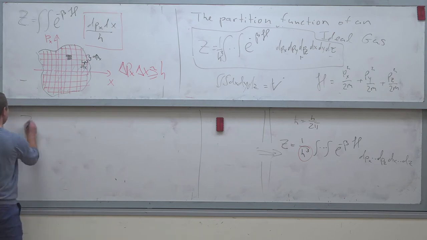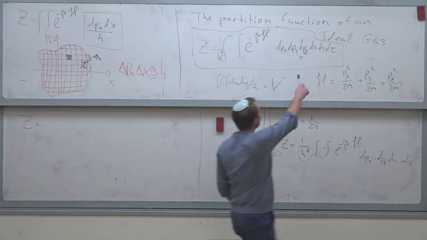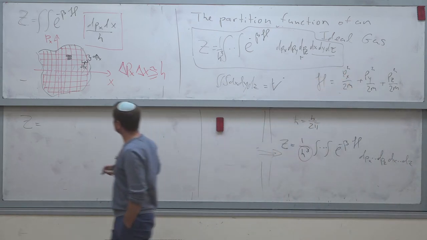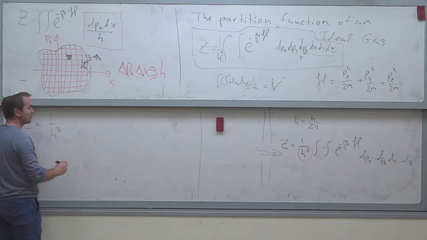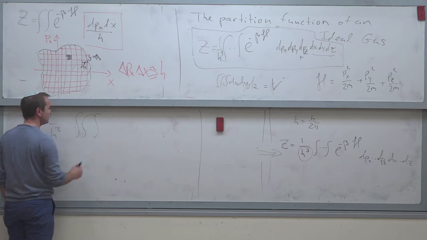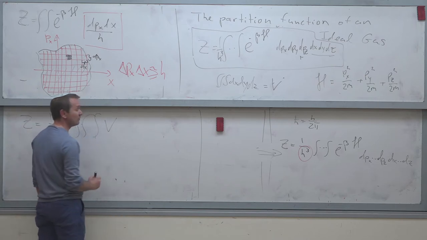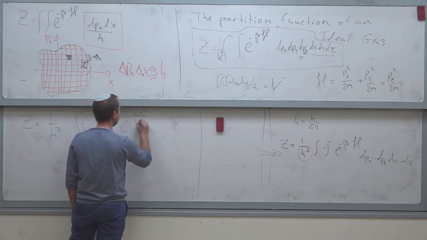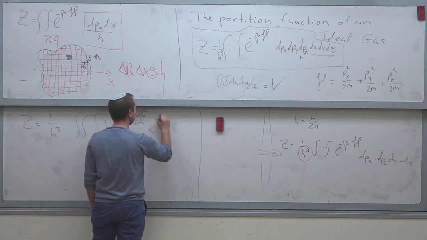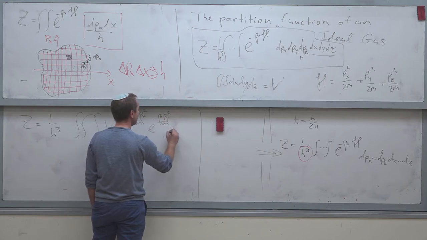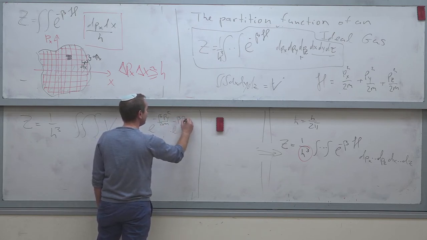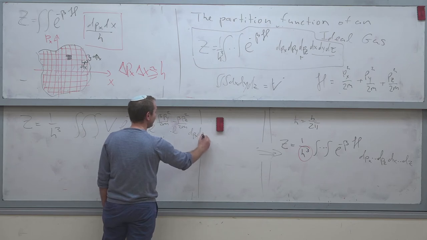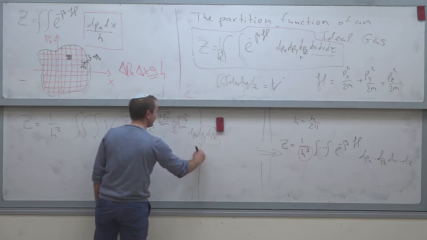So what do we know? We can perform right away the integration with respect to dx, dy, and dz, and obtain this volume over here, right? So we have 1 over h to the third power. We have here three integrals. We have here the volume, e to the power minus beta px squared divided by 2m, e to the power minus beta py squared divided by 2m, multiplied by e to the power minus beta pz squared divided by 2m, dpx, dpy, and dpz.